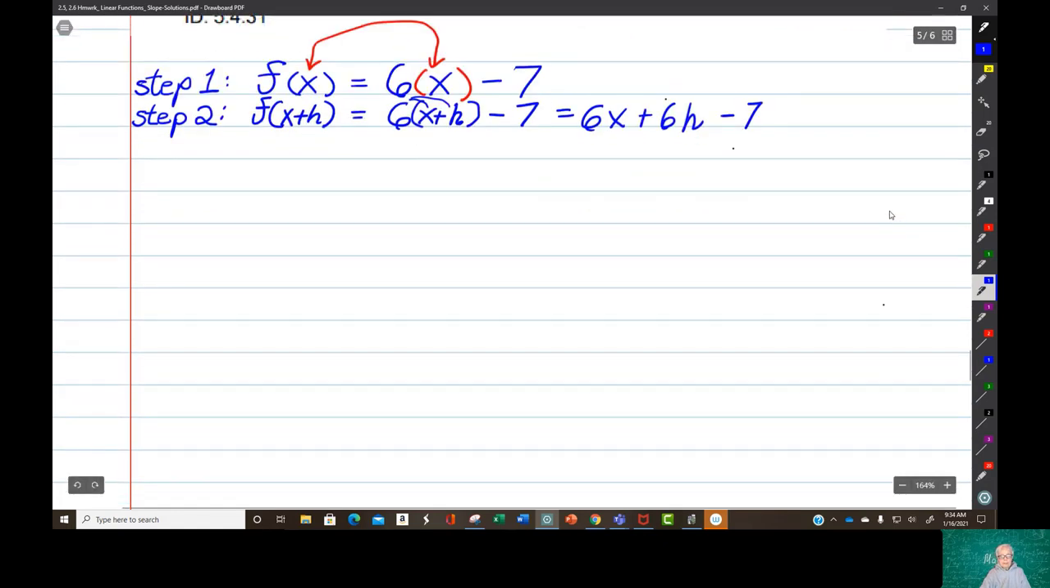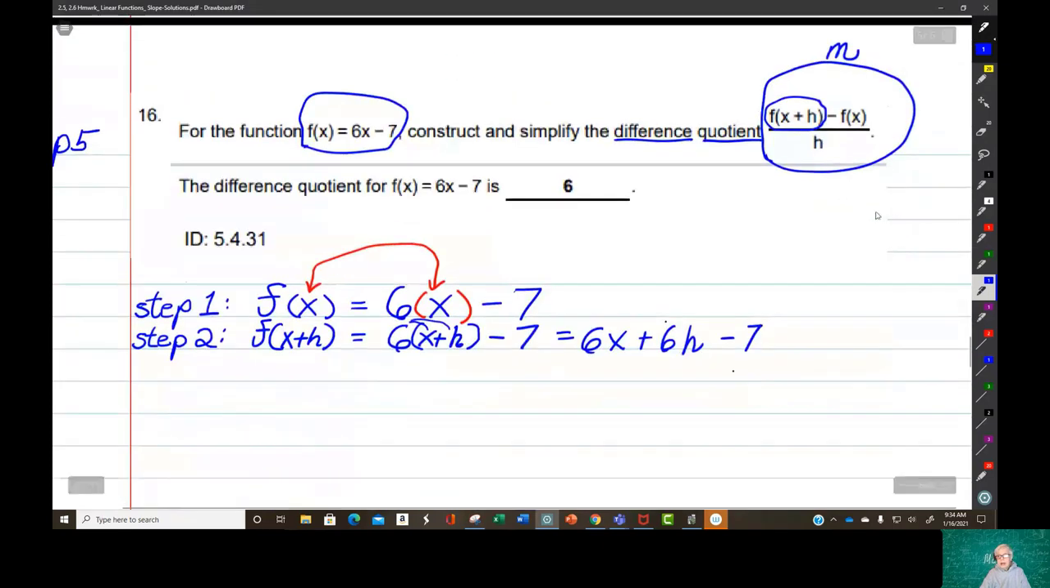Step 3. Notice I'm going to erase my circle there. And now, what I need to do is find out what f of x plus h minus f of x is. It's not as hard as it seems, but it's not easy either. Not when you're dealing with more complicated things. Here, it's not going to be bad.